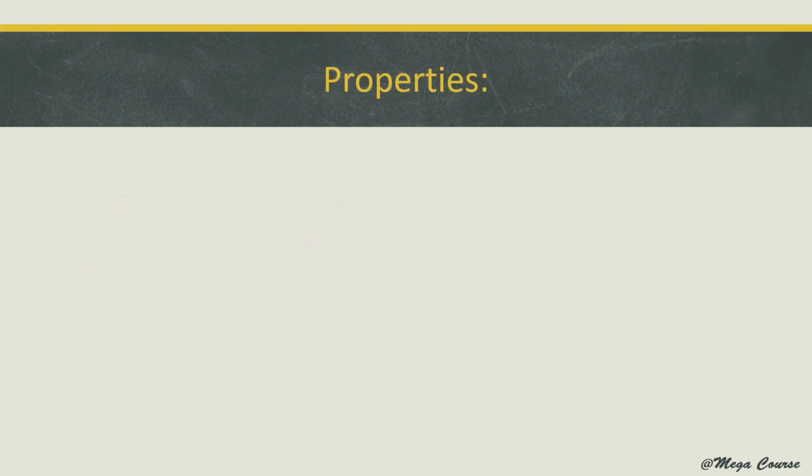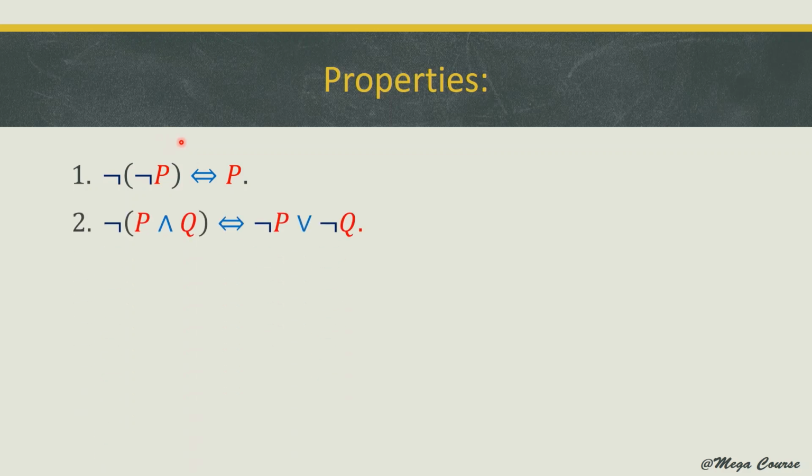Let's see some properties about equivalences. Not not P is equivalent to P. Whenever you want to find the negation of a statement P, it's not P. The negation of the negation is the statement itself, which is P. Next, not (P and Q). As if the not here is distributive among the P and Q: not P, not Q.